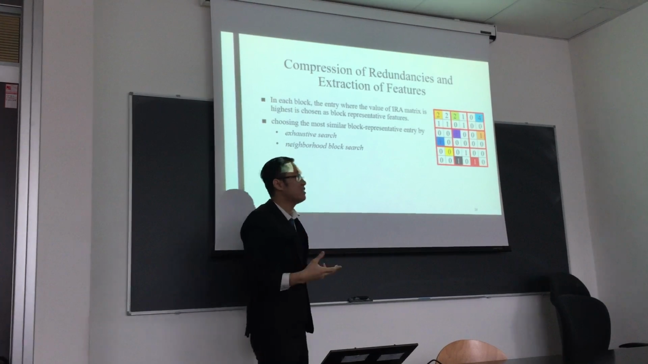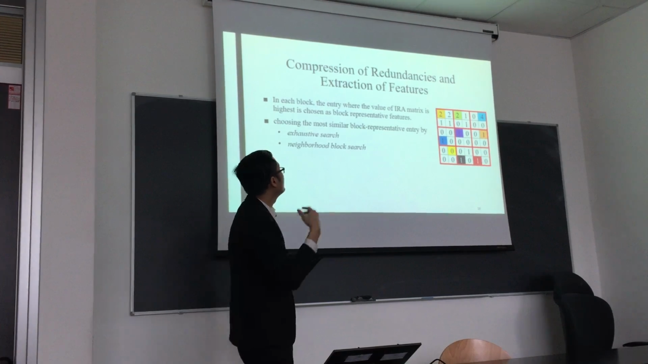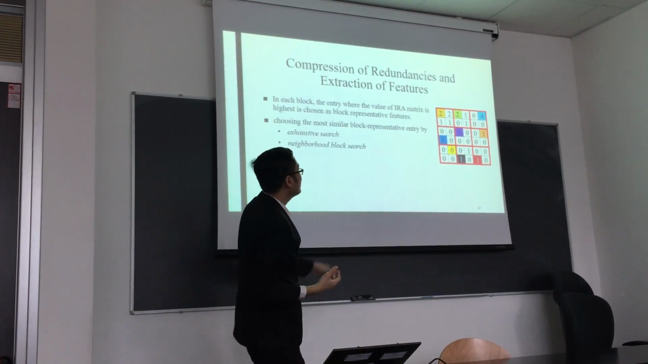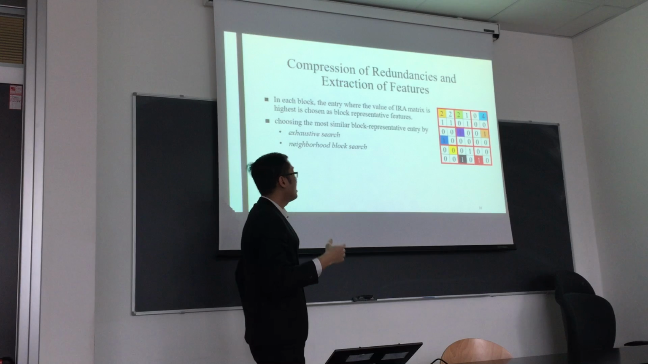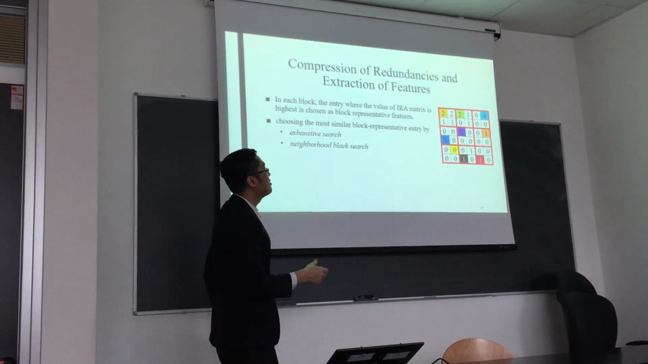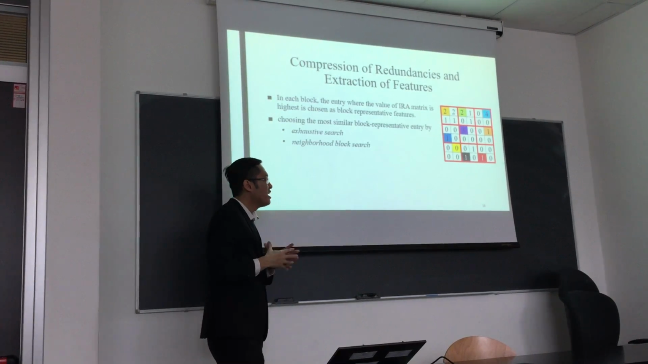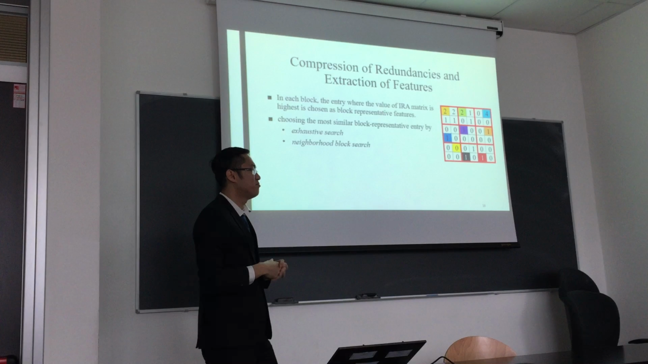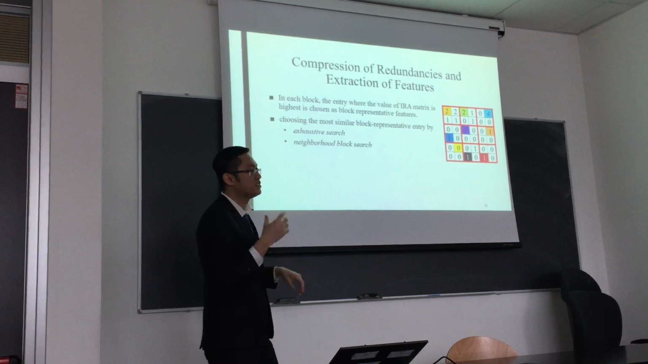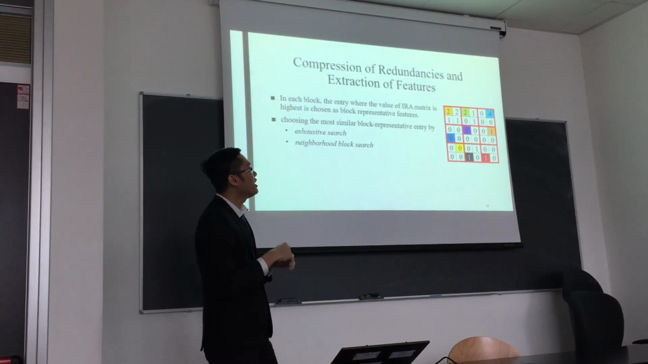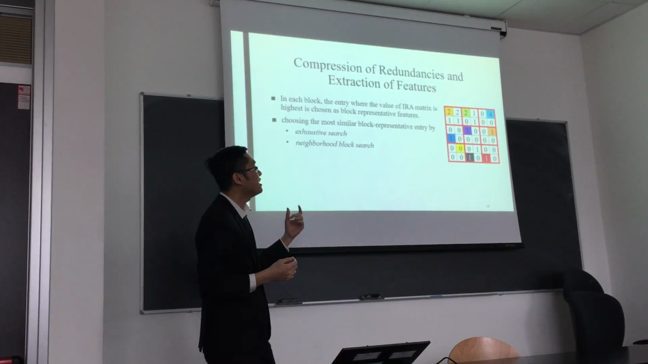Here, in order to find the block representative entry, we can first use the exhaustive search. Exhaustive search means we consider all of the block representatives. But if we do that, we face the problem of computational complexity, and also the problem of impulsive error. It means that when the training sample you choose is not so good, we can make mistakes. We can have some error in estimating the similarity between features.